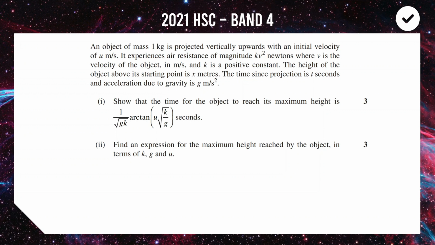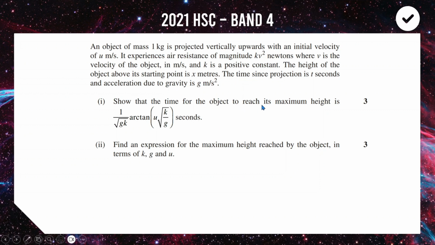Okay, on to question 3, which is from the 2021 HSC, and it was a band 4. This one's pretty tough. It's got a lot of working out, 2 3-mark questions, so 6% of the exam just here. We have a 1 kilogram mass projected vertically upwards, initial velocity u, air resistance is kV squared, and k is a positive constant. That's going to be important. The height is x, time is t, and gravity is g. So everything's very straightforward so far.